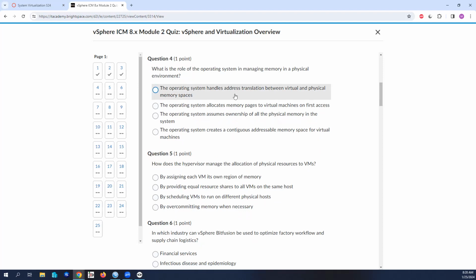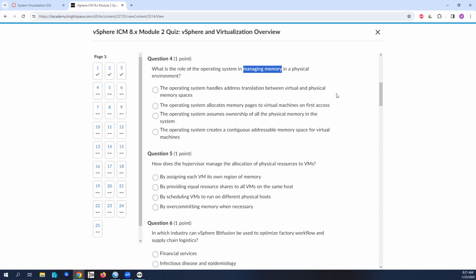Okay, so number 4, probably search for managing memory. You should go find this one real quick. What is the role of the operating system in managing memory in a physical environment? So this is talking about you have Windows 11 installed on your laptop. What is Windows 11's role in managing memory? I'm not talking about any type of virtualization because it says physical environment. Single OS on a physical server. So get that mindset.